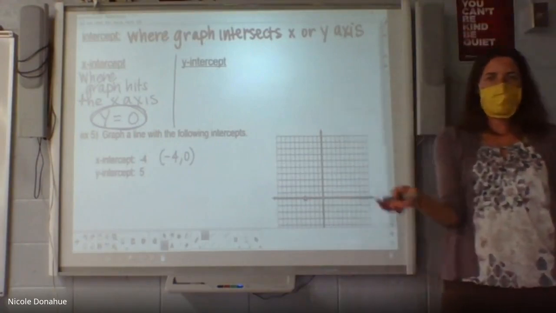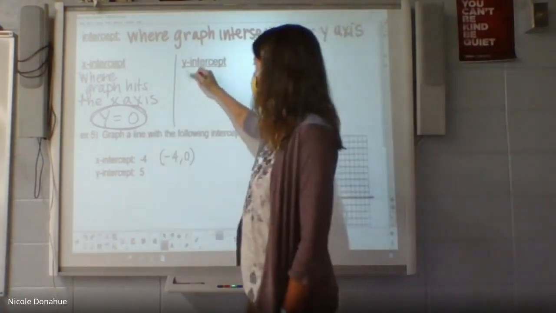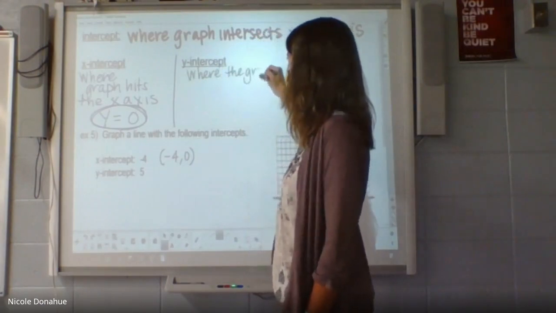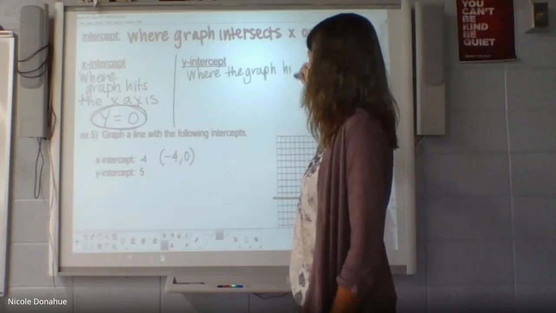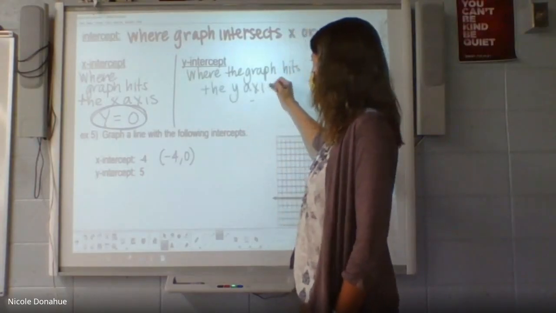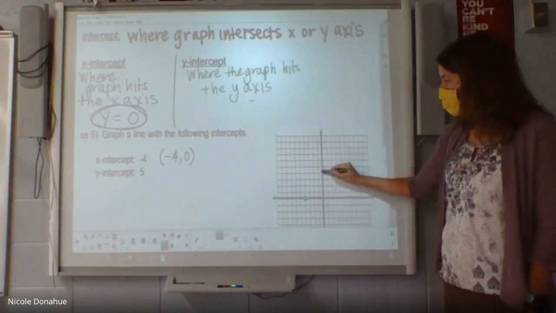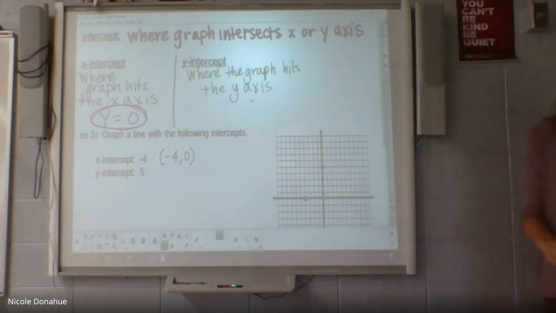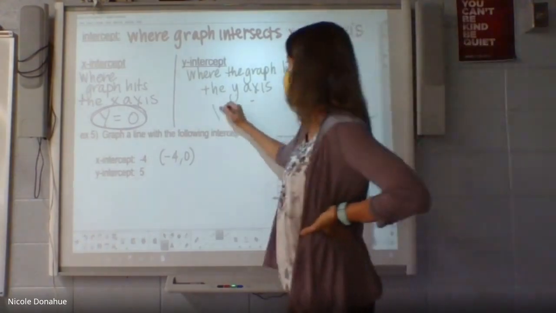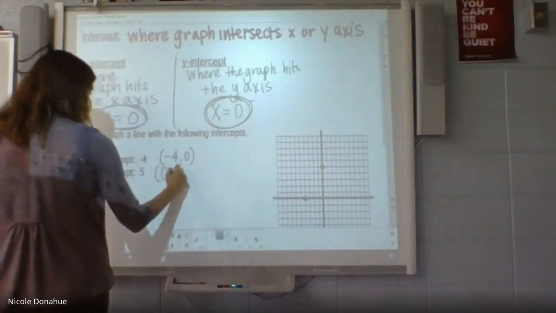So the y-intercept is just the complete opposite of that. This is where the graph hits the y-axis. In this case, it would be up here, 1, 2, 3, 4, 5. And what do we know about that point? The x spot. The x is going to be 0. Very good. So this would be 0, 5.